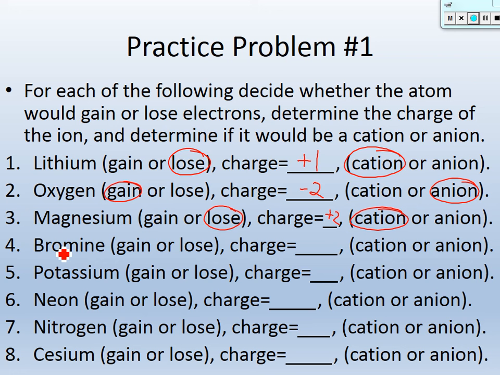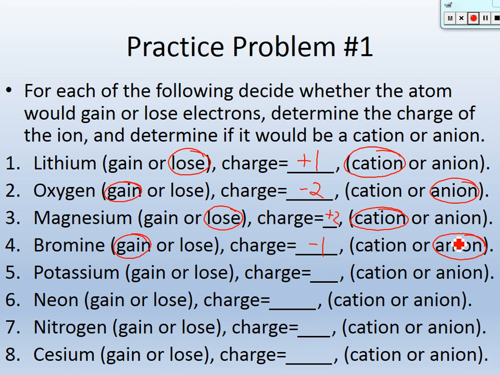All right, bromine. If you find it on the periodic table, it's in group 17. It's a halogen. It has 7. Guys, stay with me. Easier to lose 7 or gain just 1 more? Gain 1 more. So did you circle gain right there? You did? And what's its charge going to be? Negative. Minus 1, if it gains 1. Is that a cation or anion? That's an anion.